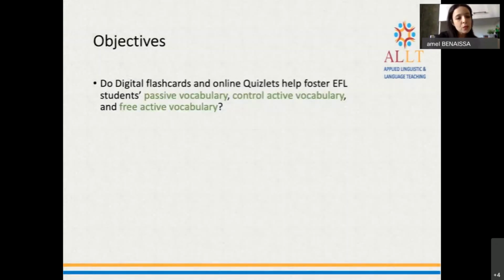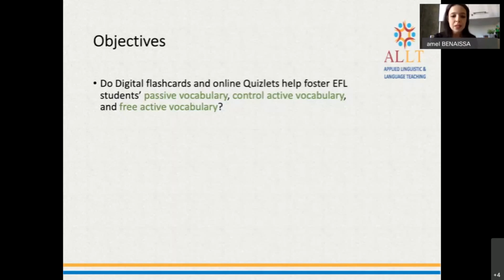So the main objective was for me to enhance my students' passive vocabulary, control active vocabulary, and free active vocabulary, because a lot of my students, and most of them, always complain about the fact that they do understand certain English words, but they always fail to use them deliberately in conversations or when writing.